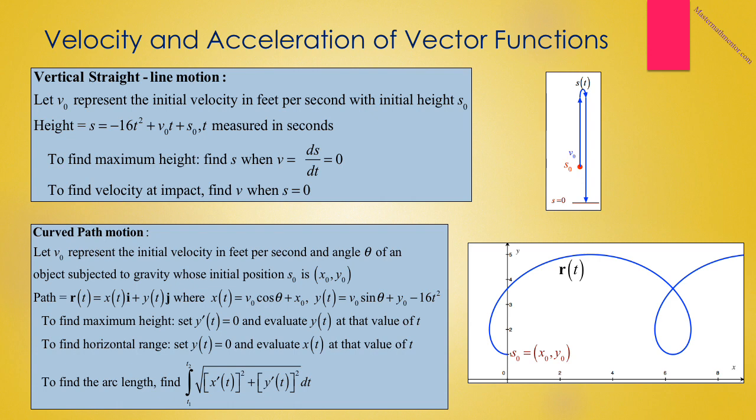If we would like to find the horizontal range, which is how far the object travels in the horizontal direction, we set y of t equal to 0 to find when the object hits the ground, and then evaluate x of t at that value of t. And to find the total arc length between t1 and t2, we integrate from t1 to t2 of the square root of x prime of t squared plus y prime of t squared dt.